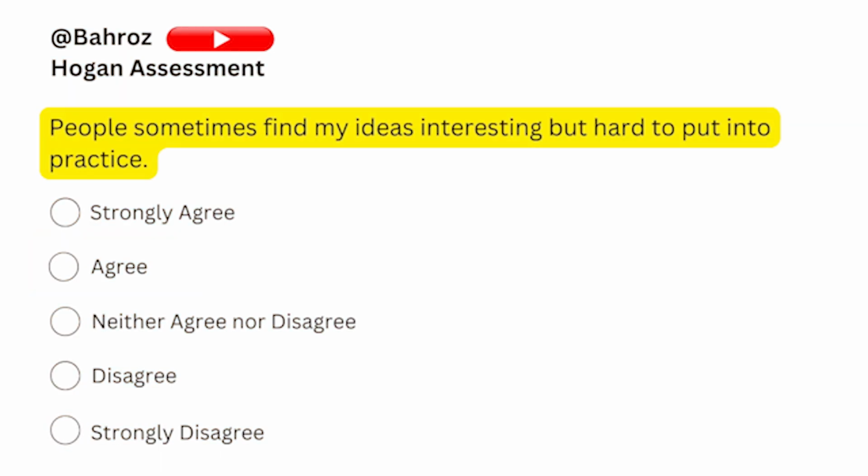Question 12. People sometimes find my ideas interesting but hard to put into practice. The imaginative scale measures eccentricity and unconventional thinking. Scoring very high here is a derailer because it suggests your ideas, while creative, consistently miss the real world. Employers worry about people who are all concept and no execution, or visionaries who cannot land the plane.